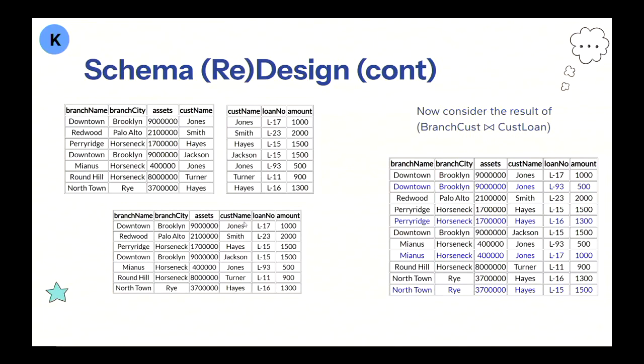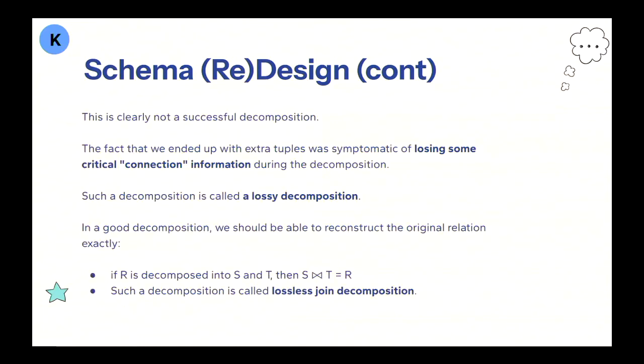And remember, in the original table, L17 only belongs to Brooklyn, and L93 only belongs to Horsnike for drones. So if we separate the table like this and we join them together, we cannot get our original table back. So this separation is still not valid. So this is clearly not a successful decomposition.